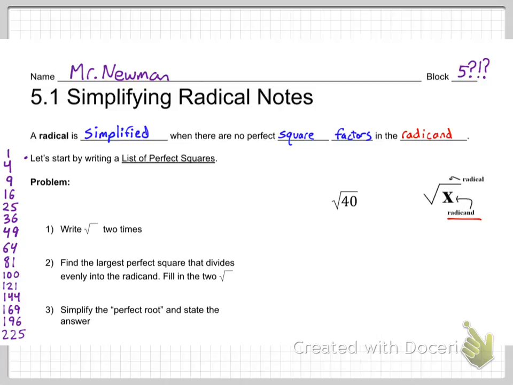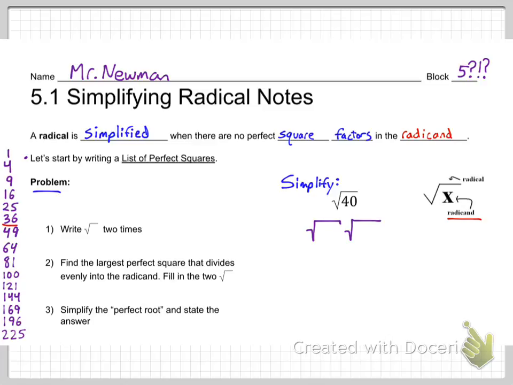So the problem is going to look something like this. Please simplify the square root of 40. The first step we're going to do is write the radical symbol twice. 1, 2. There we go. Next, we're going to find the largest perfect square that divides evenly into the radicand. So in this case, our radicand is 40. And I want to know what is the largest perfect square that divides into it.